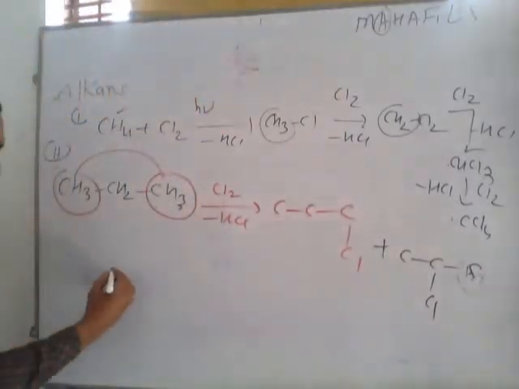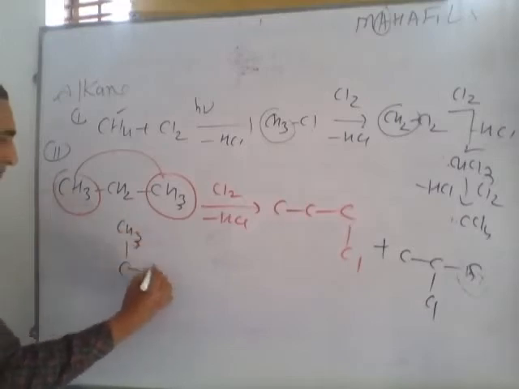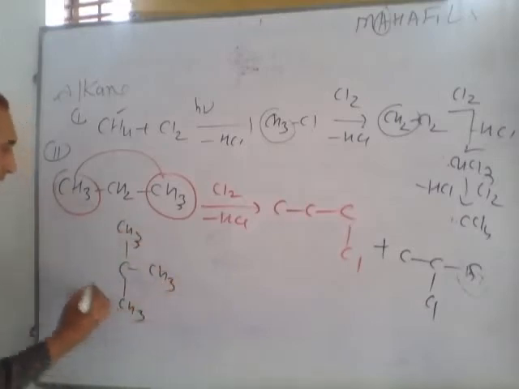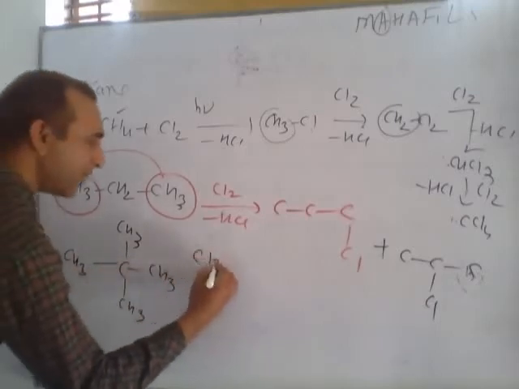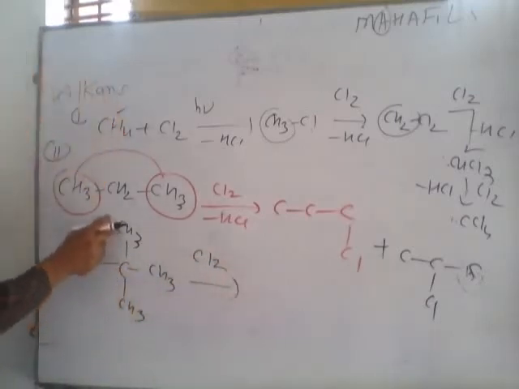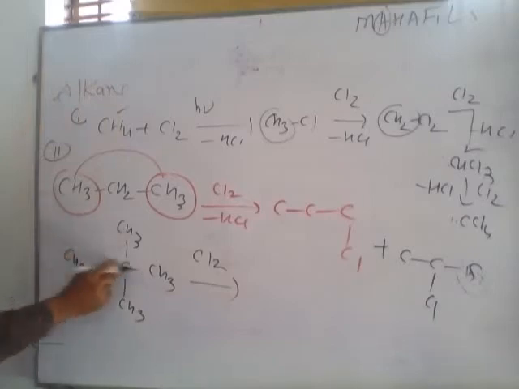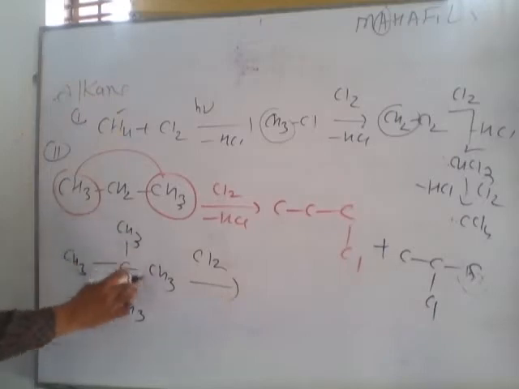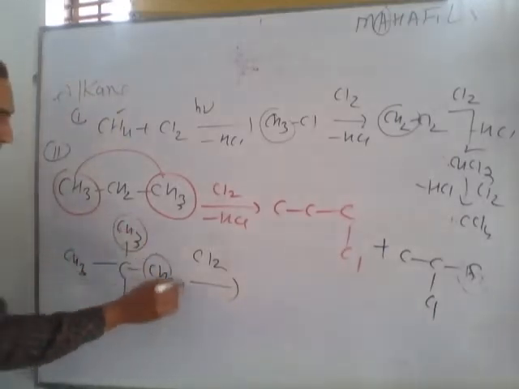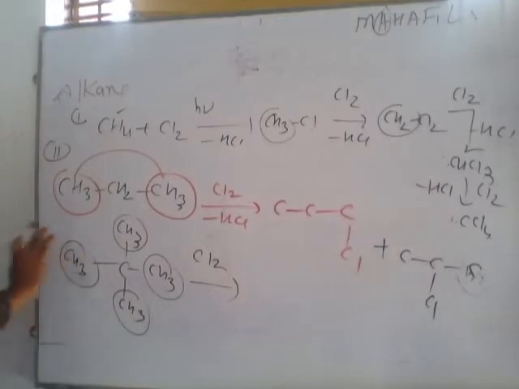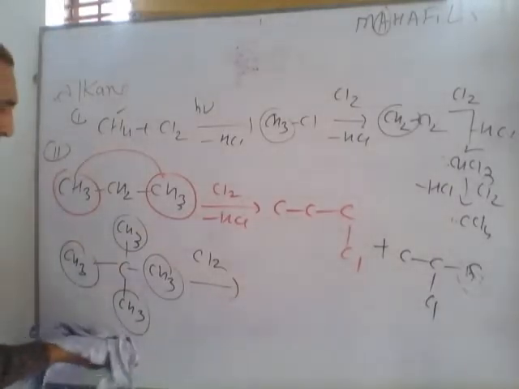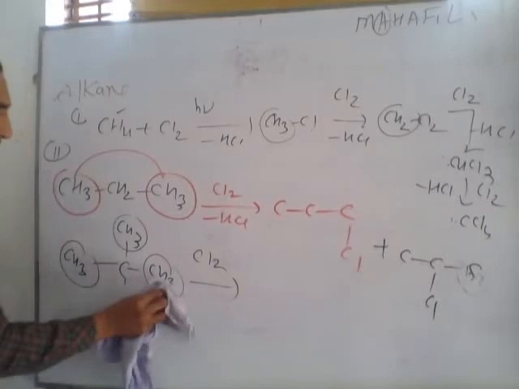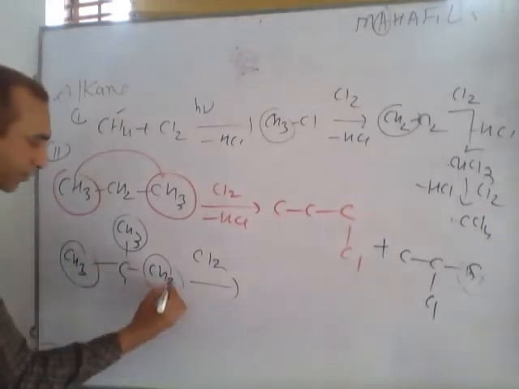Work for you. If chlorine reacts with this compound, can you guess the name of this compound? This is 2,2-dimethyl propane, otherwise this is neopentane. So in neopentane, all these 12 hydrogens are equivalent. So after the reaction, only one product will form. Can you guess how many products will form in this compound?